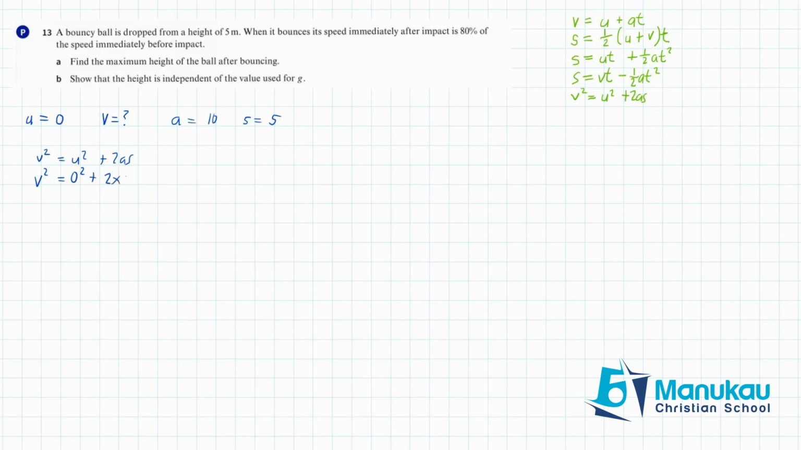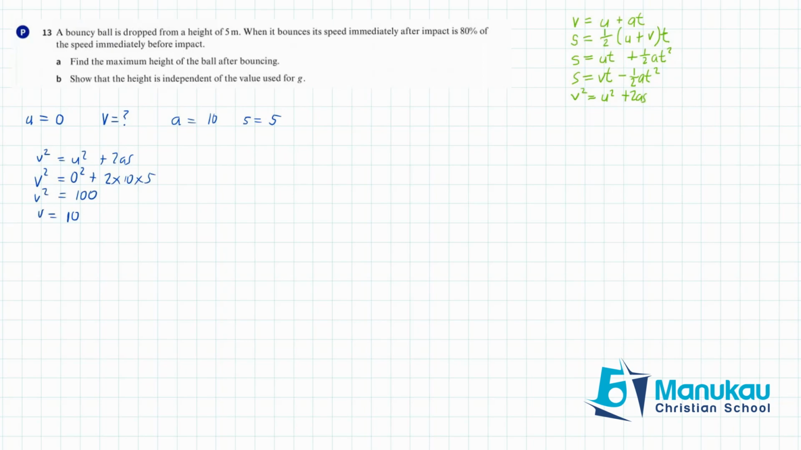So I'm just going to chuck in my variables here. 2 times 10 times 5. So v squared is equal to 100. That's nice. So v is equal to, sorry, I'm jumping ahead of myself here. V is equal to 10. So that's when it hits the ground.